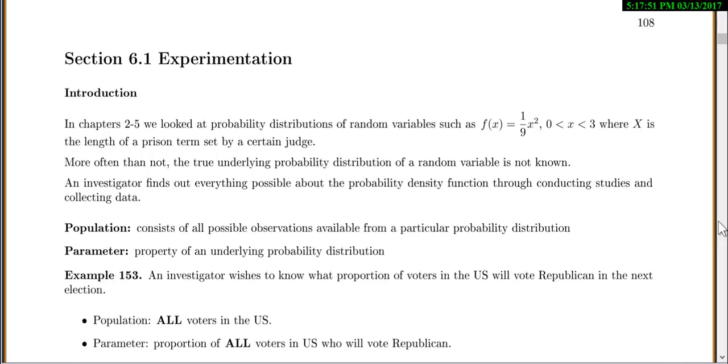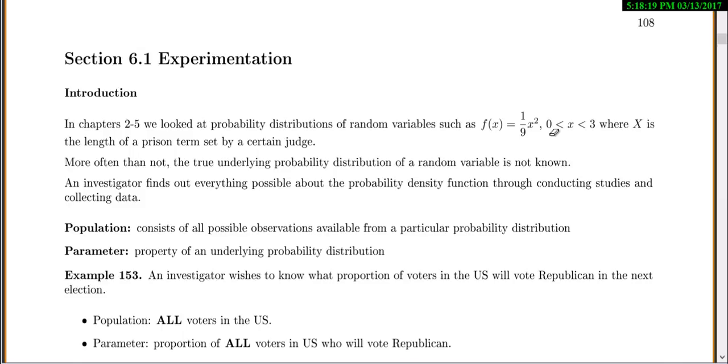So we did a lot of things with very mathematical settings where we looked at probability distributions, and I'd say, okay, let's say f of x is 1/9 x squared, and that was the length of the prison terms. Or we said maybe this thing has a binomial distribution, etc. But usually we're not going to actually know a true underlying probability distribution. We're not going to know exactly that something is binomial with a probability of 0.55 or something like that.